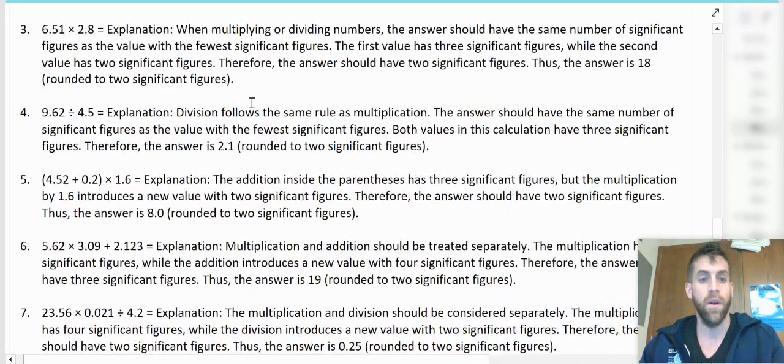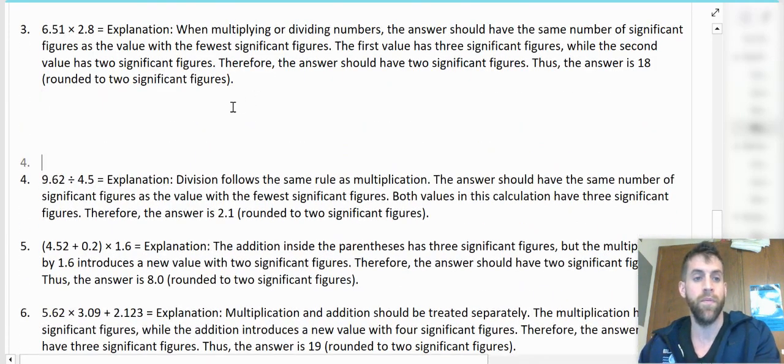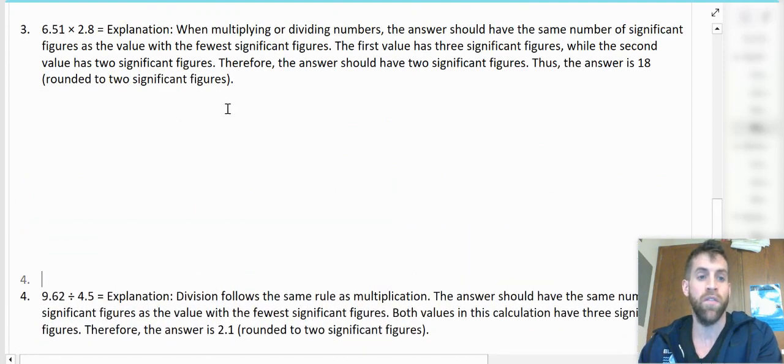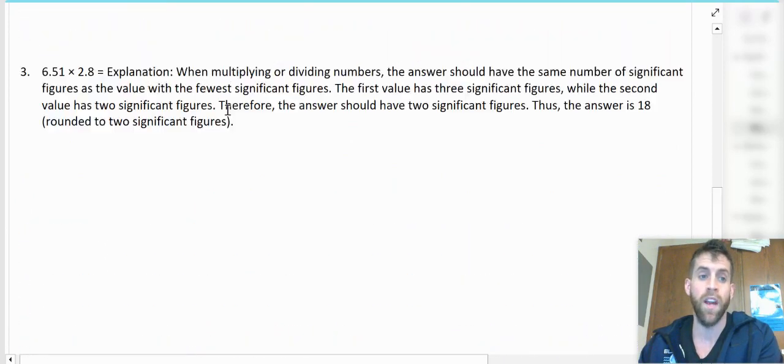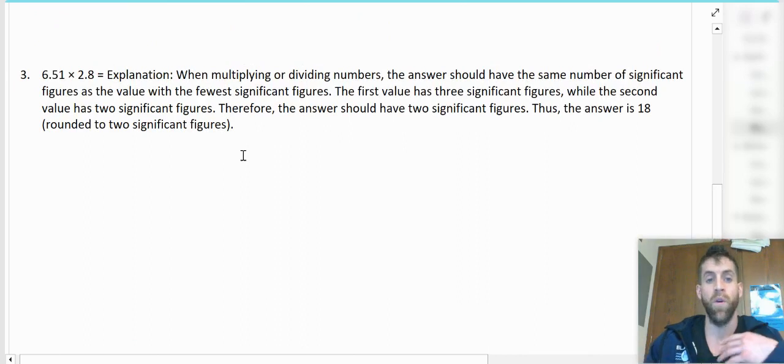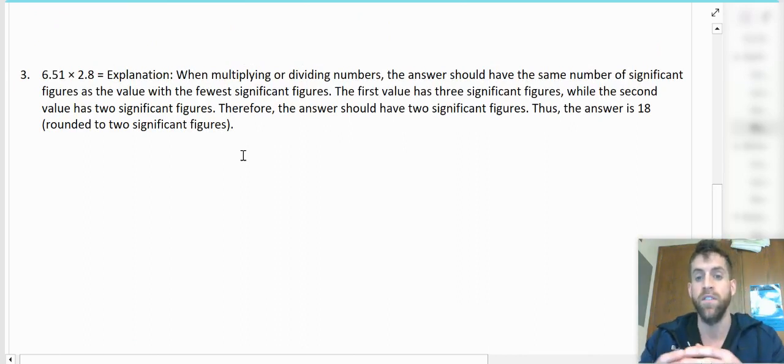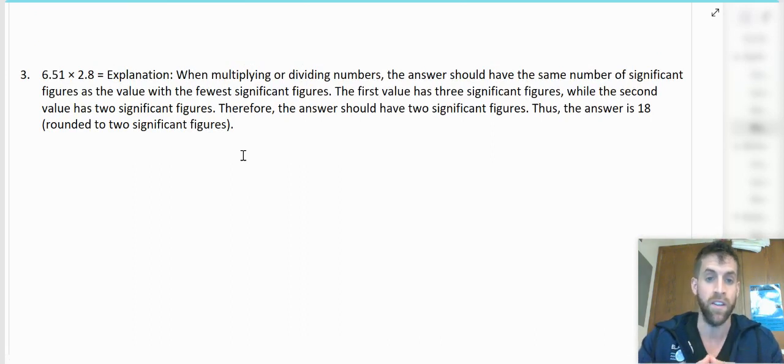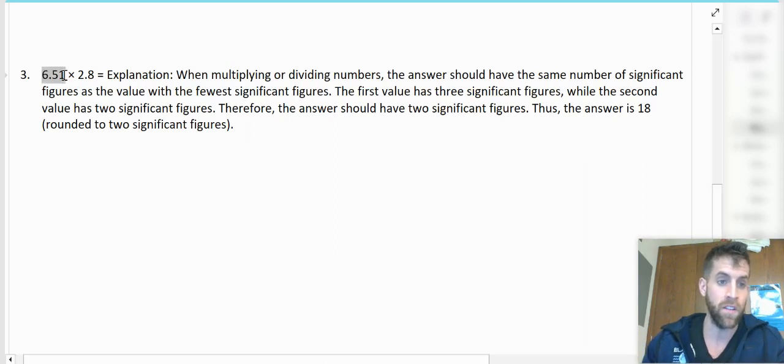Okay. Number 3. We have 6.51 times 2.8. Our explanation here is when multiplying or dividing numbers, the answer should have the same number of significant figures as the value with the fewest significant figures. The first value has 3 significant figures, 6.51, as we can see here, while the second value has 2 significant figures, therefore the answer should have 2 significant figures. Thus the answer is 18.